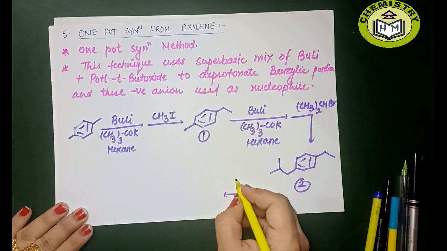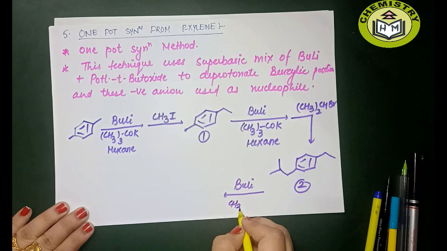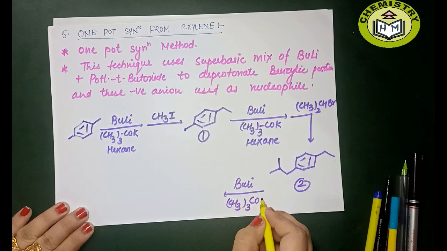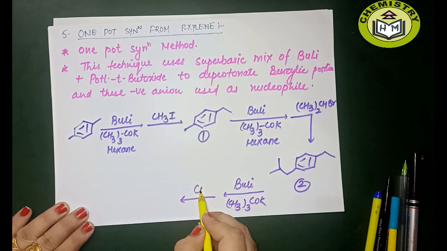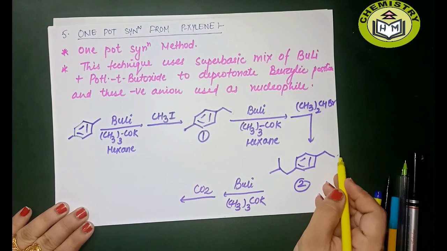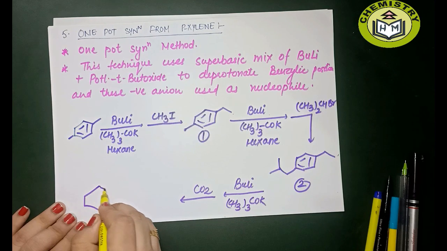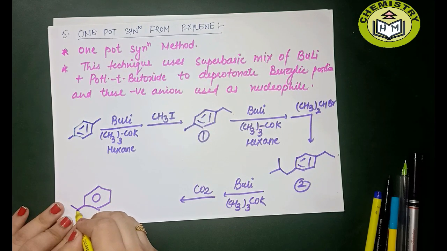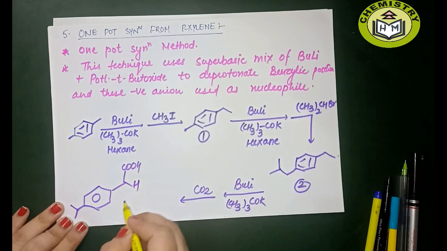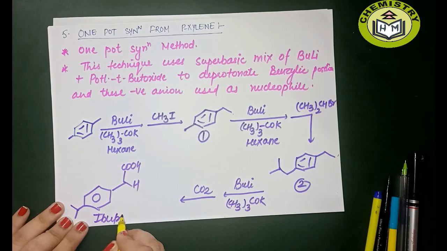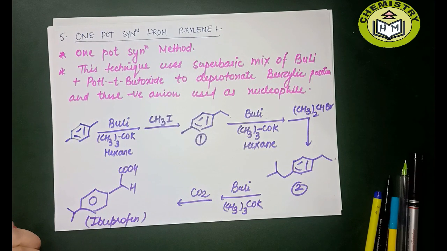Again this reagent is in excess, again butyl lithium is there, potassium tertiary butoxide is there, hexane is already present in this, then it becomes a negatively charged anion, then in the presence of CO2 we are getting ibuprofen as end product, okay.